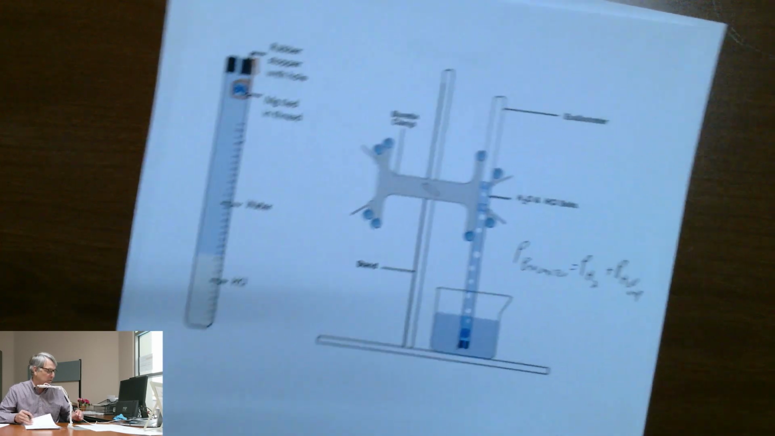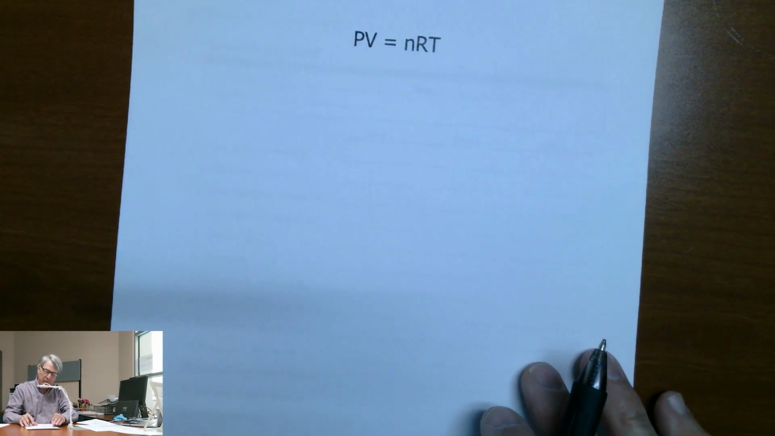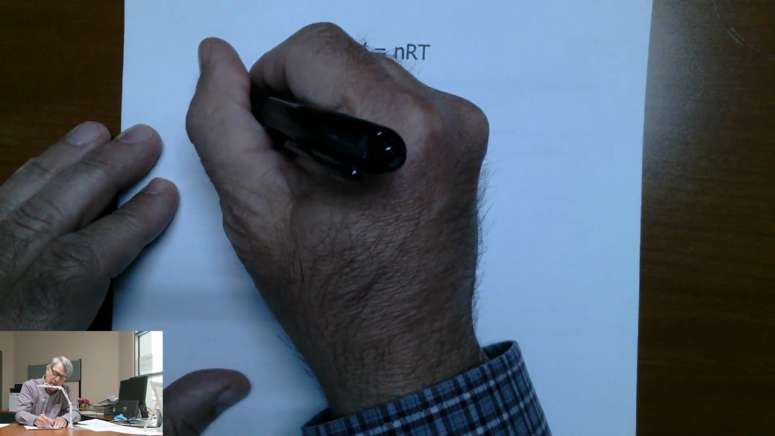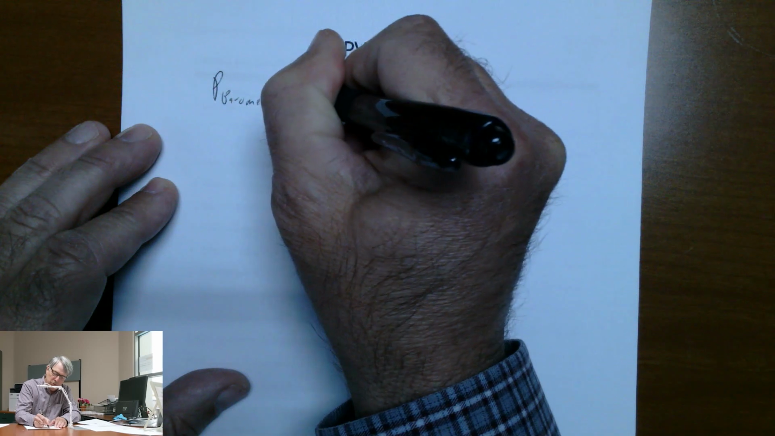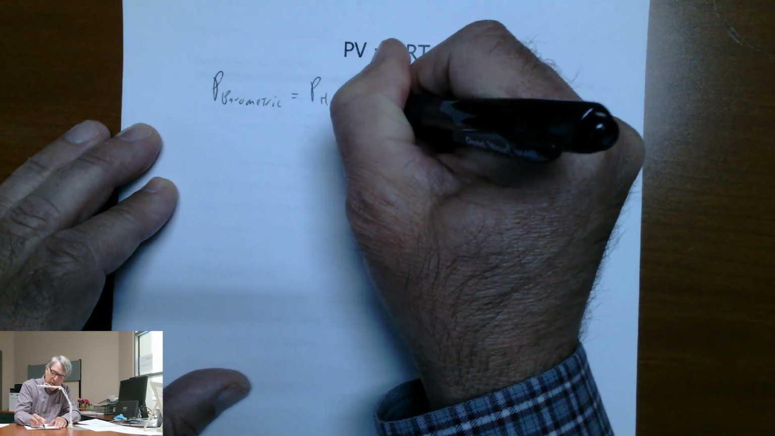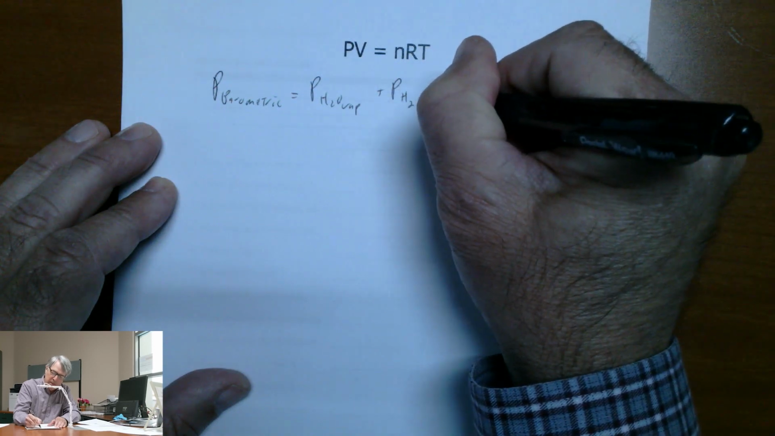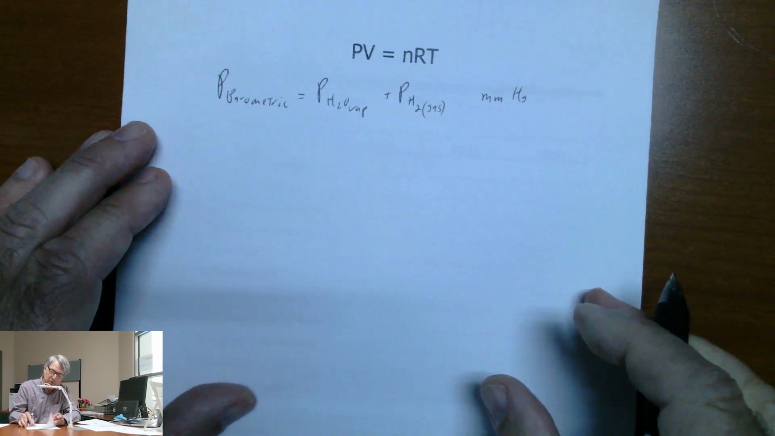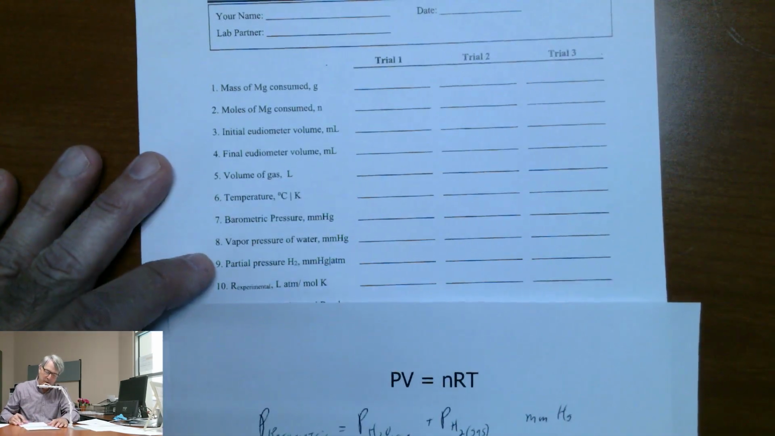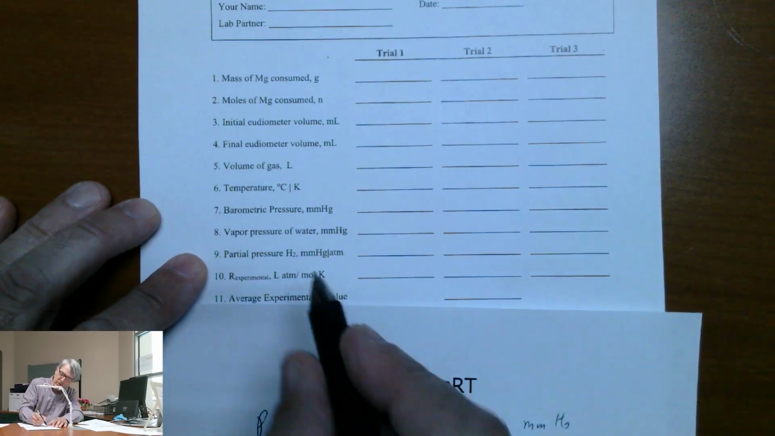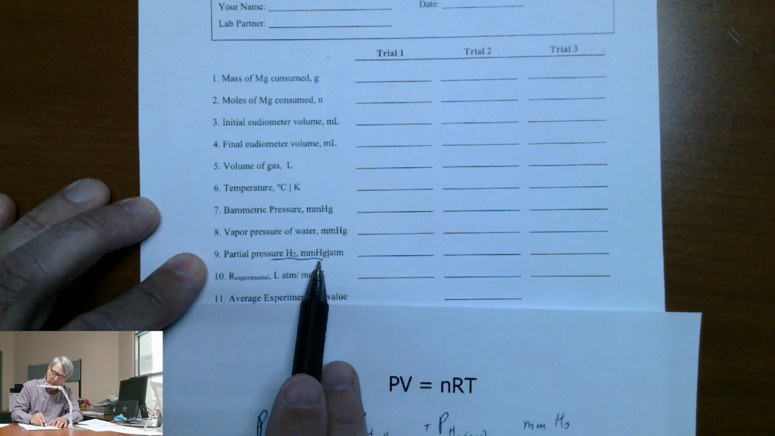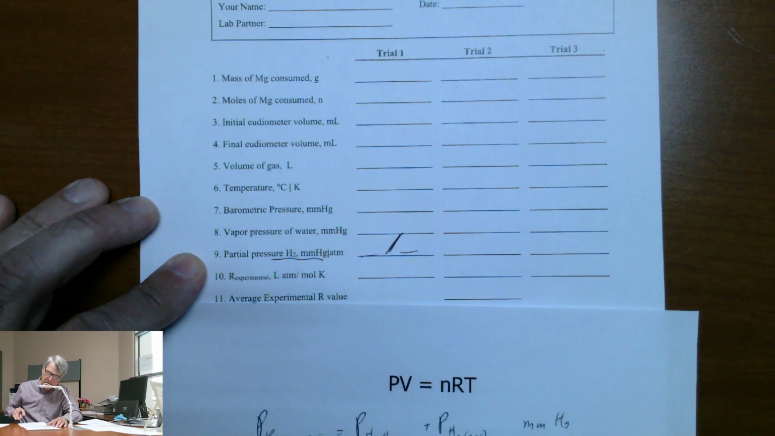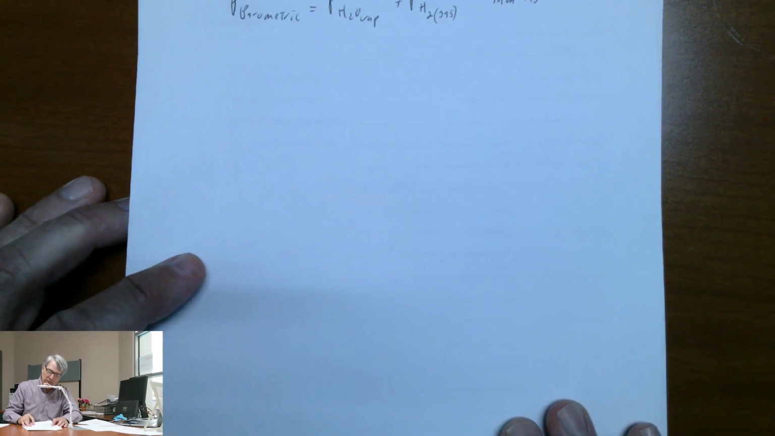Let me go through a few things with respect to the calculations that we're going to do. We're going to measure the barometric pressure with our barometer, and that barometric pressure is going to be equal to the vapor pressure of water at that particular temperature plus the partial pressure of hydrogen gas. Now we're going to calculate this originally in millimeters of mercury, and if you look at the data table in the lab write-up, you're asked to give the partial pressure of hydrogen in both millimeters of mercury and atm. So for each trial, put both the mmHg pressure and the atm pressure down. All right, so that's how we calculate the pressure.